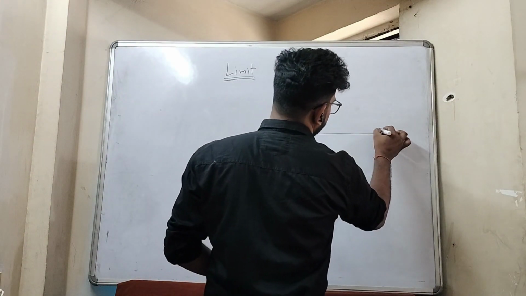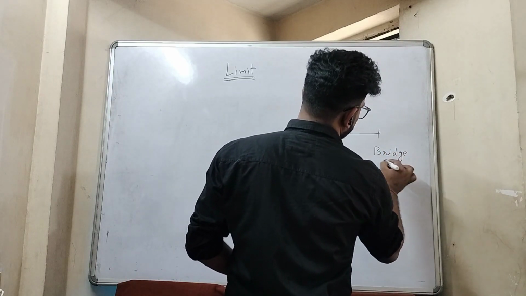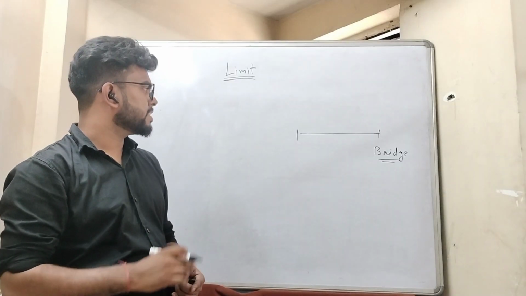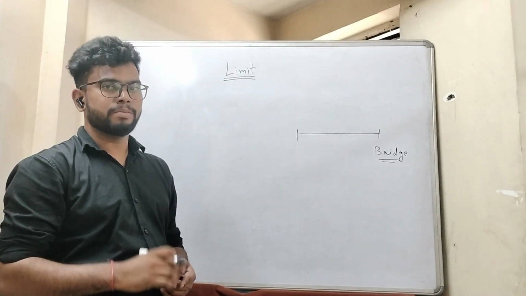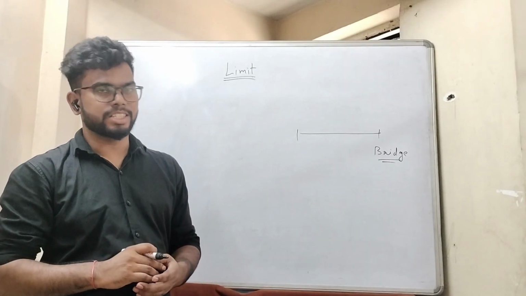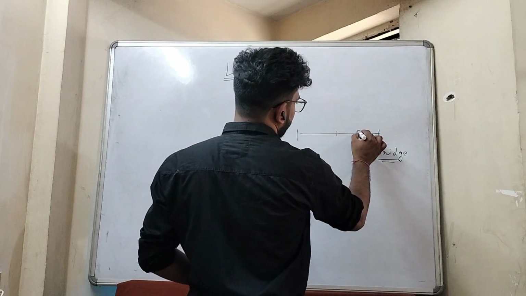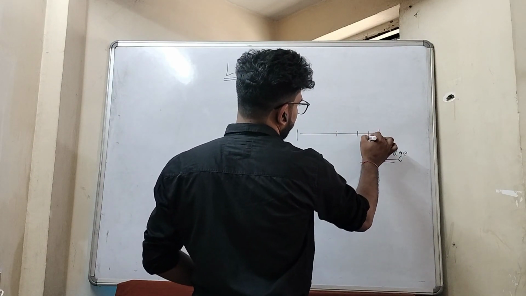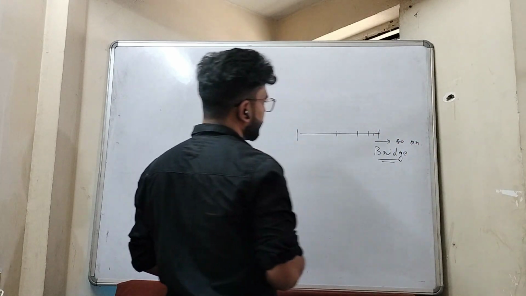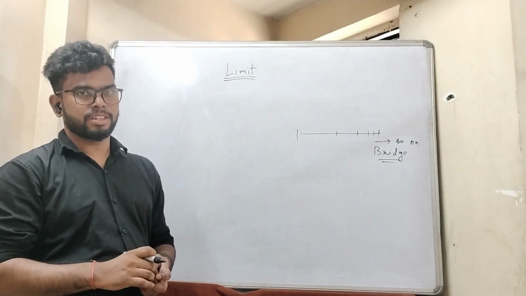Suppose there is a bridge, and you are just crossing this bridge, but there is a condition that each time you just have to cover only half of the distance. At first you just cover this distance, and after that another half of the distance, and then this and this, and so on.